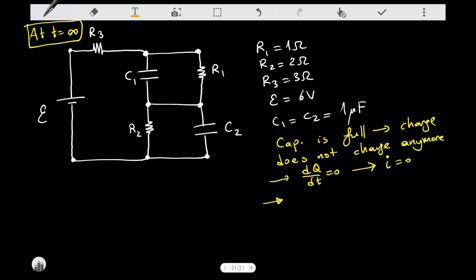When the capacitor is completely full, when the charge on them does not change anymore, in that case, we say that the current that flows through the capacitors is always equal to 0. So currents that flow through caps are 0. That's the physical conclusion that we draw from this. So as a result, there won't be any current on that branch.